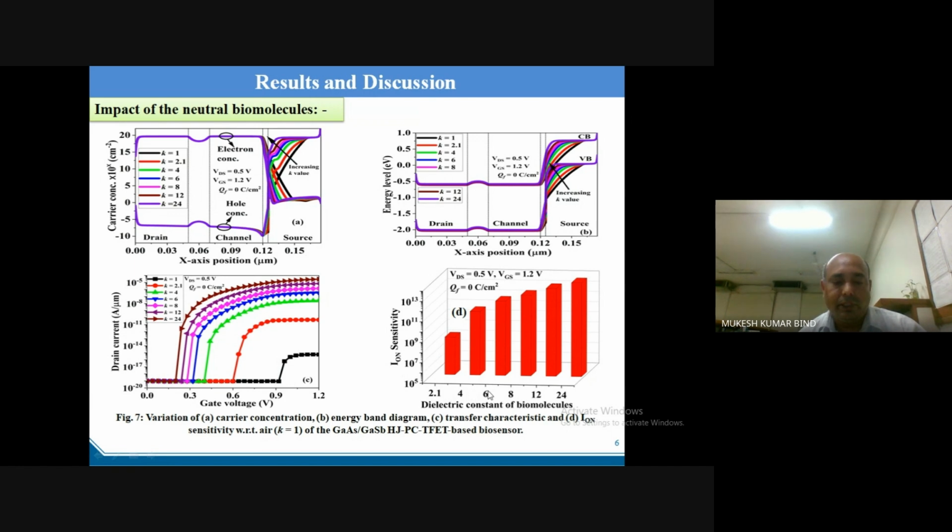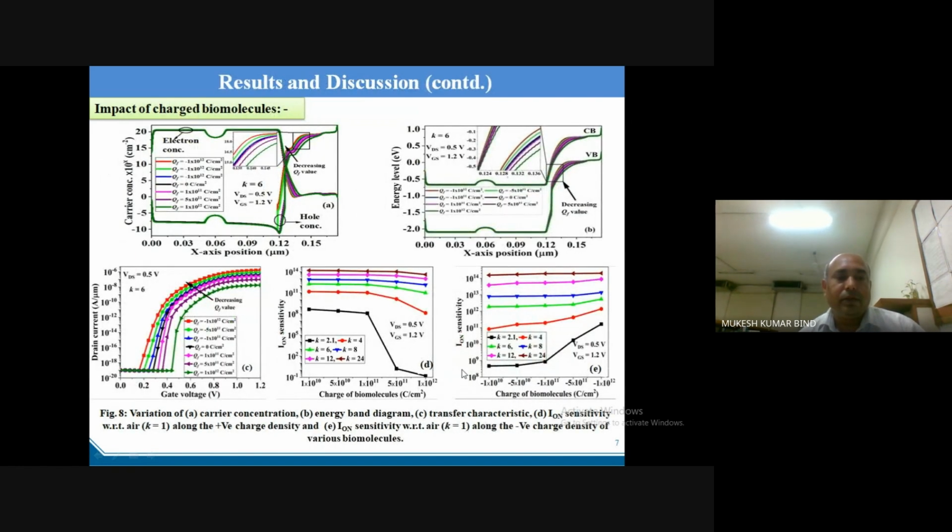This slide shows the impact of charged biomolecules on the proposed biosensor. Here in Figure A, as the negative charge density of the biomolecule in the cavity region increases, the hole concentration in the source region on the surface of the dielectric increases.